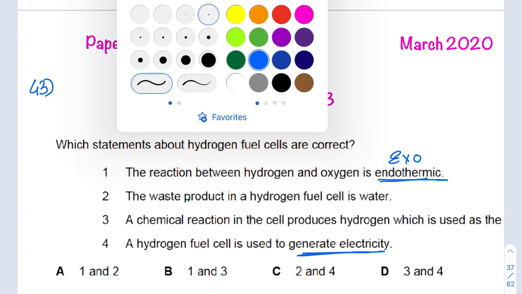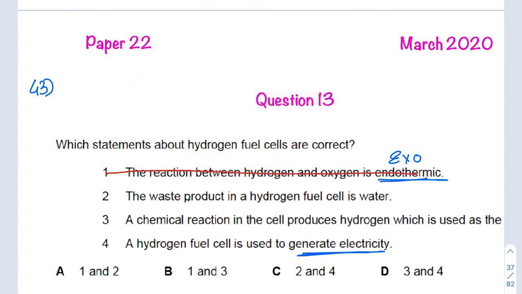So therefore, first option is wrong. The waste product of the hydrogen fuel cell is water. Yes, the water is formed because what is the reaction? We have the reaction H2 plus O2 gives rise to H2O. So we can say that the water is going to be the waste product, but it is not a pollutant. It's a good waste product.